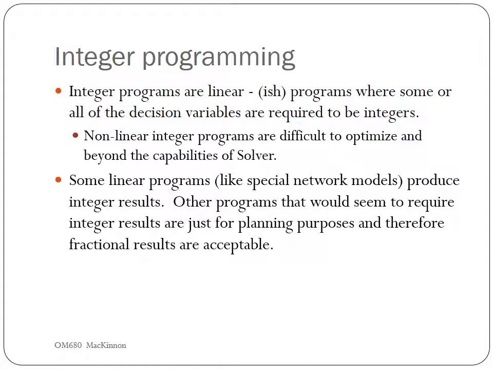So, some linear programs, like the special network models that we talked about, produce integer results even when you don't require them. Okay. Other programs that would seem to require integer results, like the Brown Furniture one, are just for planning purposes. And so when we get 5.9 tables or 20.6 chairs, that's fine. So some of the programs that we've already done, you might have looked at them and said, well, that doesn't really make sense. These should be integers. But for planning purposes, we simply accept the non-integer results.